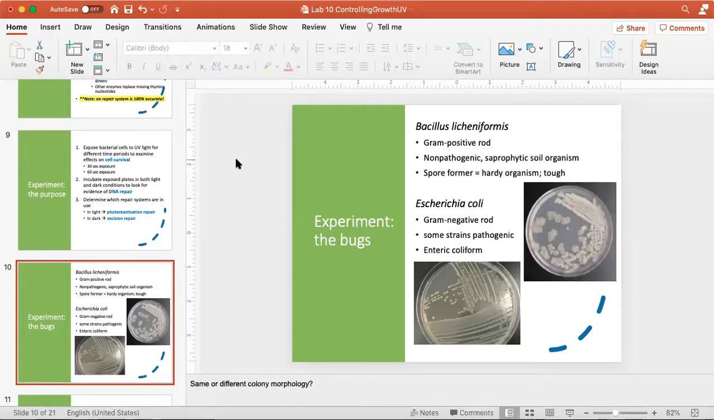These are the organisms that we're going to be using today. The first one is called Bacillus licheniformis. This bacillus is a gram-positive rod. It is a non-pathogen. It happens to be a saprophyte, just like some of the fungi that we talked about. This is a bacterium that's a saprophyte. It lives in the soil and it consumes and degrades dead things out in the soil. So there are bacterial saprophytes, just like there are fungal saprophytes.